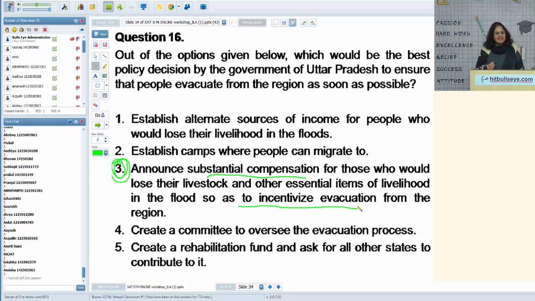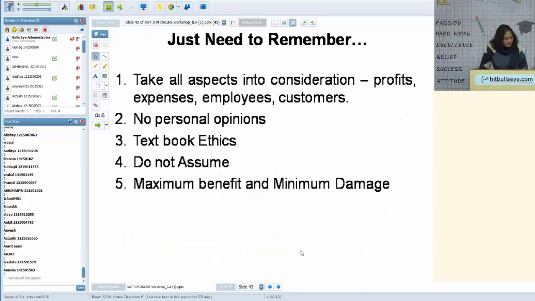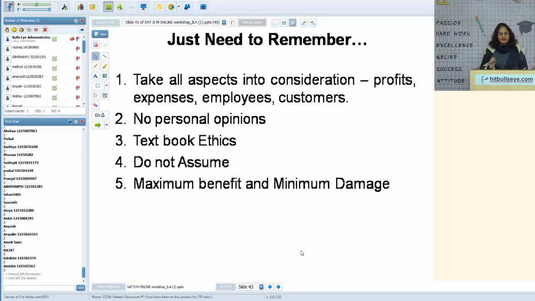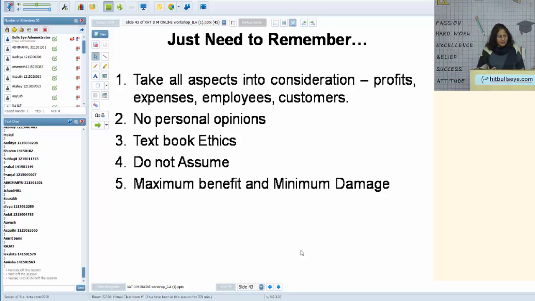So we need to keep these things in mind when we are taking our decisions, that look at the situation, take into account all important aspects, and then take a decision. To sum up, we'll just hurriedly look at what we need to remember. We just need to remember to take all aspects into consideration: the profits, the expenses, employees, customers, all the important aspects there. And very importantly, we don't go about it with any personal bias. The personal bias, the personal opinions have to be avoided.